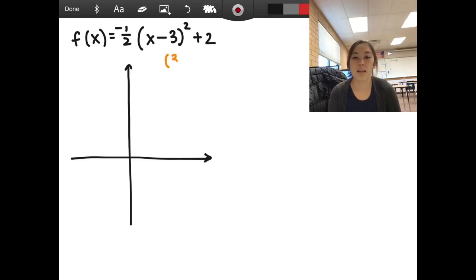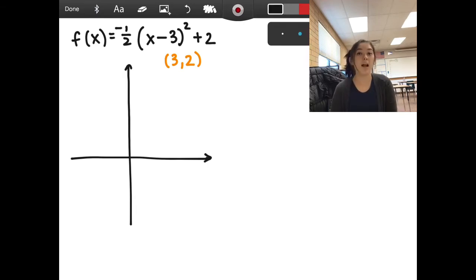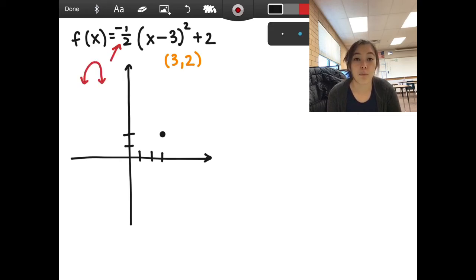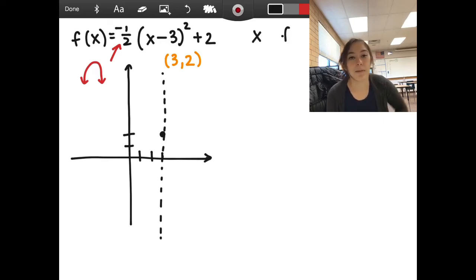Then we know that the vertex is positive (3, 2), because the vertex x value will be the opposite of what you see. So I'm going to go ahead and plot that at (3, 2). And then because it's a negative 1/2, it's actually going to be flipped upside down. So just be careful.